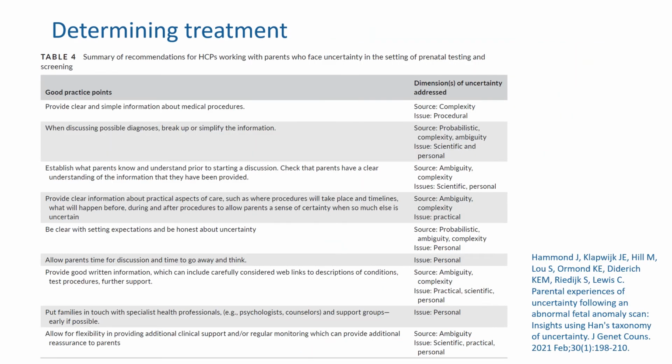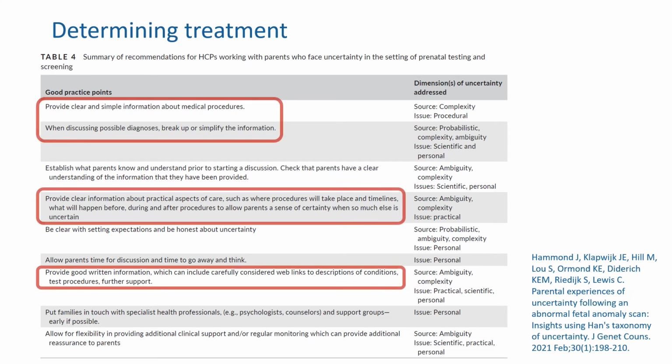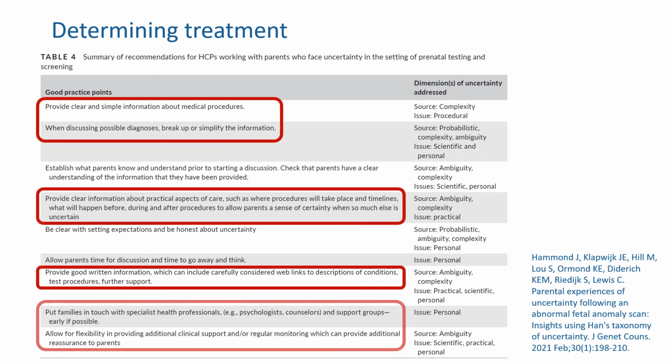The investigators in the previous example focused on these treatment strategies for managing uncertainty. They recommended providing clear and simple information, engaging with appropriate experts, and providing regular monitoring to parents, for example. Notably, all of these treatment strategies are largely ignorance-focused and aimed at curing uncertainty.